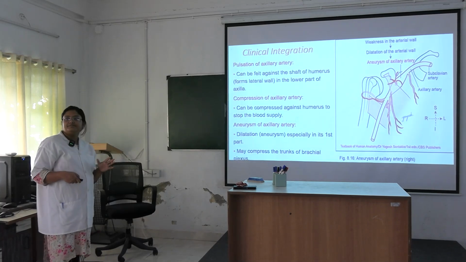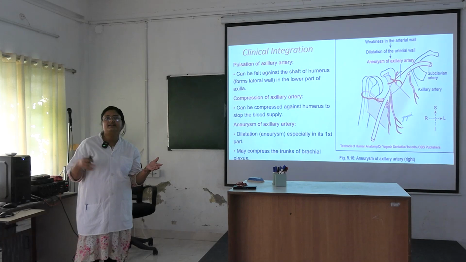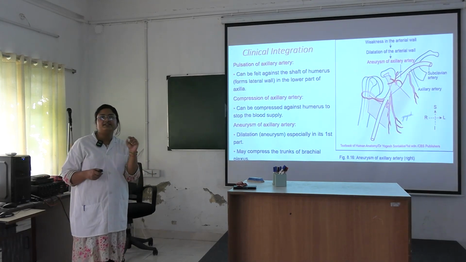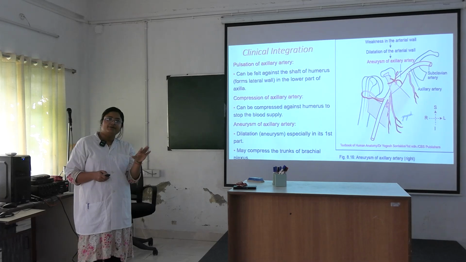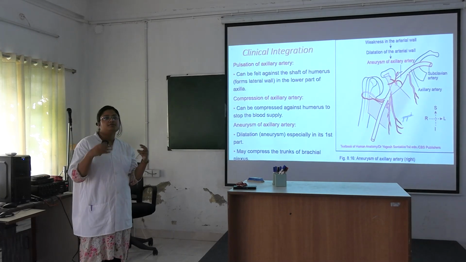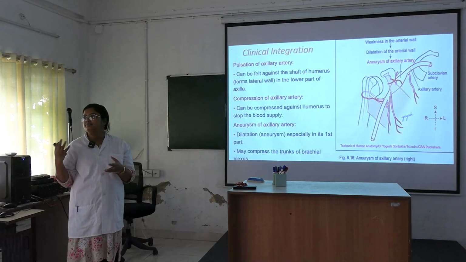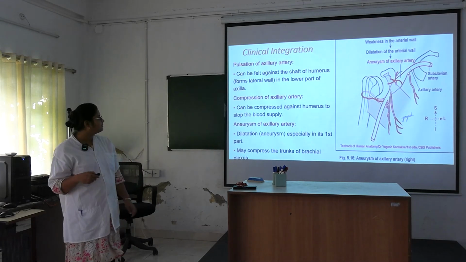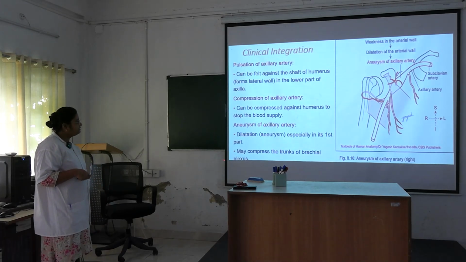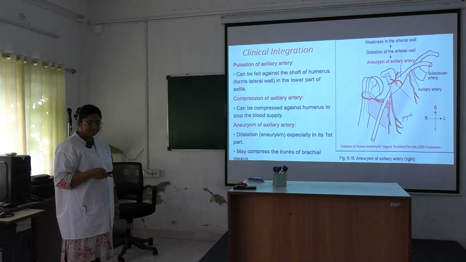An aneurysm of axillary artery. What is aneurysm? The wall of the vessel is very thin and the vessel gets dilated, mainly artery. Okay, artery wall is thicker than the vein, you have read. So if the wall of the artery is very thin, due to pressure of the blood, it gets distended, and that part is known as aneurysm. Okay, so dilatation especially in the first part occurs and may compress the trunks of the brachial plexus.